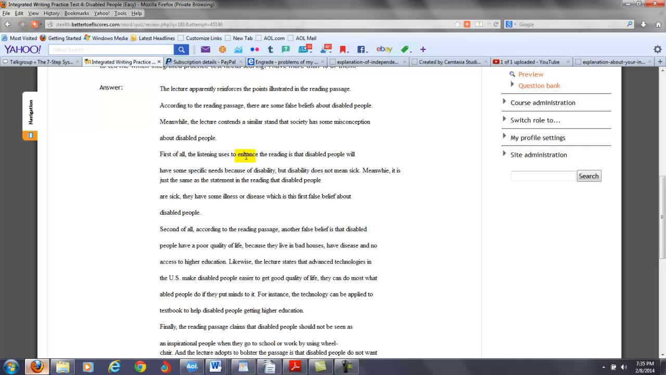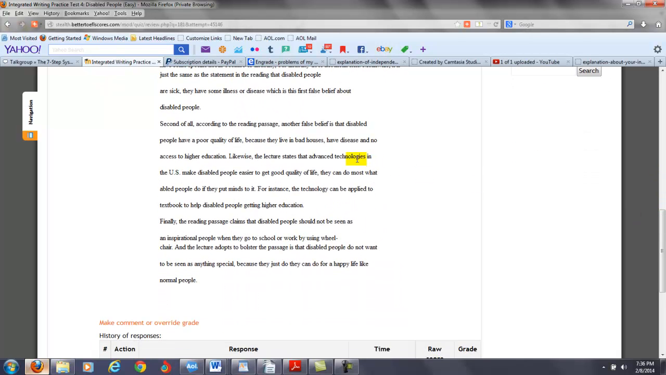You say the lecture uses to enhance the reading, and you wouldn't say that, by the way. You want to say the lecture supports the reading passage, in that disabled people will have some specific needs because of disability. But disability does not mean sick. You want to say does not mean being sick. Meanwhile, it is just the same as a statement in the reading that disabled people are sick. They have some illness or disease, which is a first false belief about disabled people. Now this here, you don't want to put a comma here because that ends up being what's called a comma splice. You can put a semicolon here or maybe put and in there and it might work. But I'm not exactly sure if you have the full connection here. I would say first, talk about the reading passage briefly, maybe 1 or 2 sentences, and then talk about the listening passage after that.